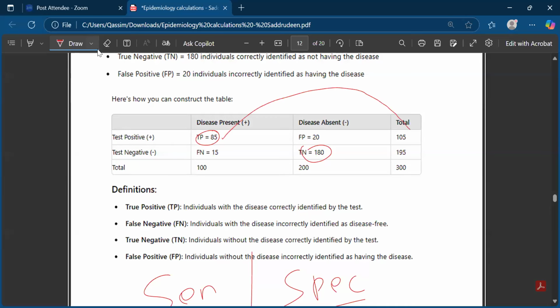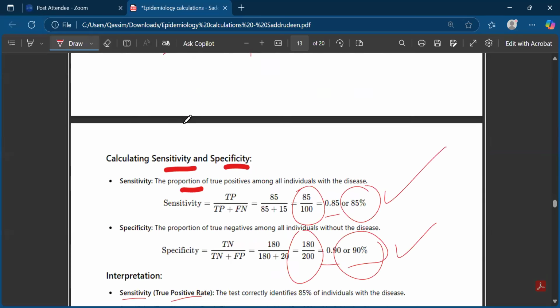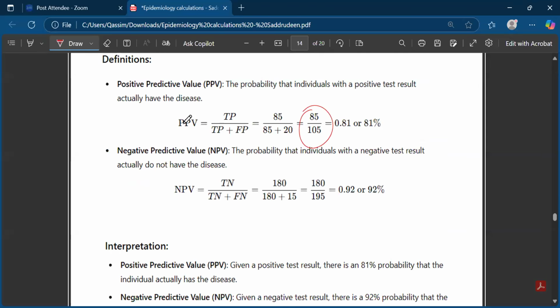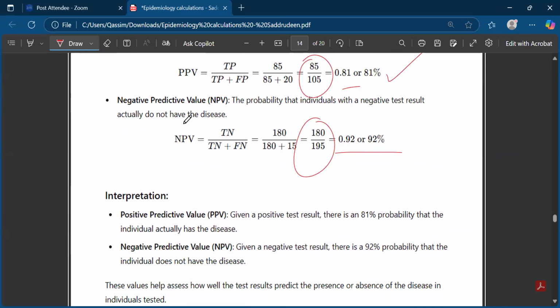You remember how we calculate the risk in the exposed over risk in the unexposed? If you're told to calculate the positive predictive value, remember this is positive, we just take 85 over 105. If you're told to calculate the negative predictive value, we just take 180 over 195. You can see 85 over 105, they got 0.81, to a percentage, 81%. And the negative predictive value, 180 over 195, which is 0.92 or 92%.